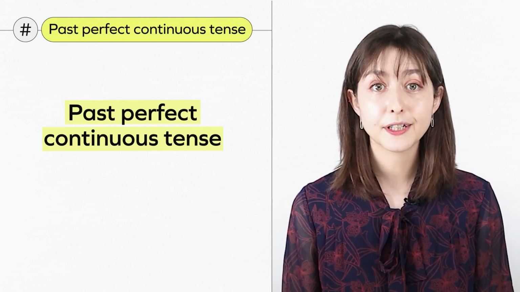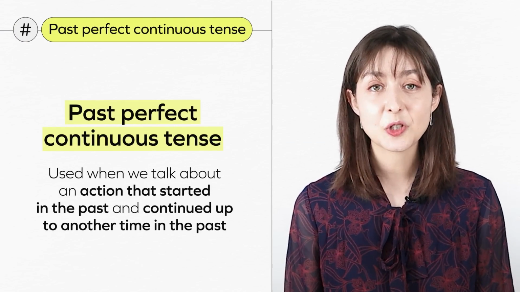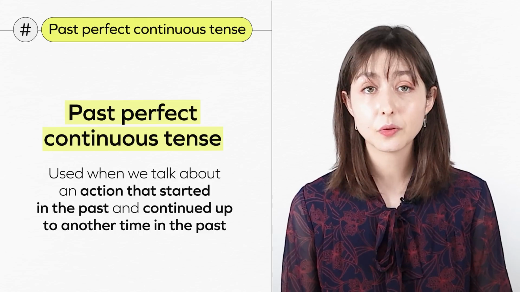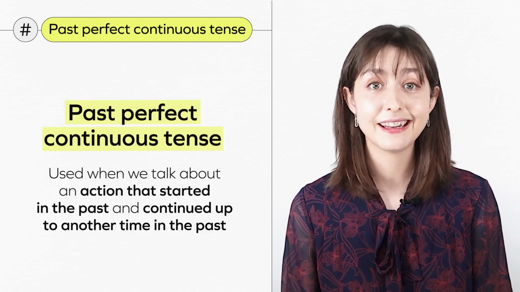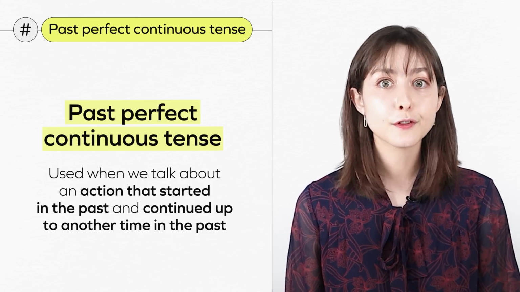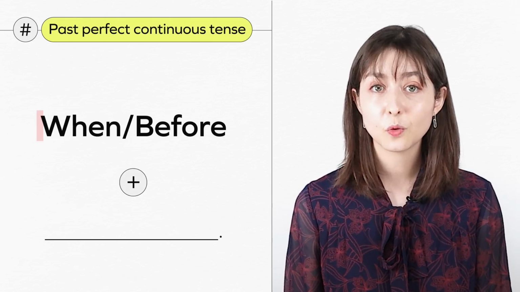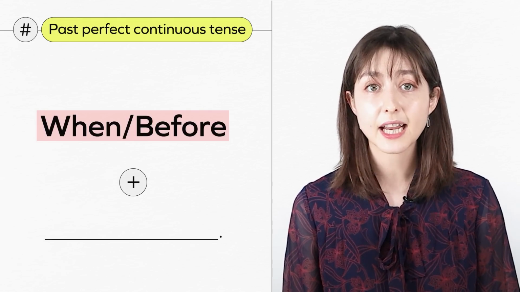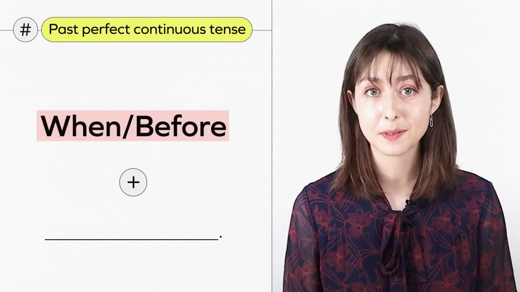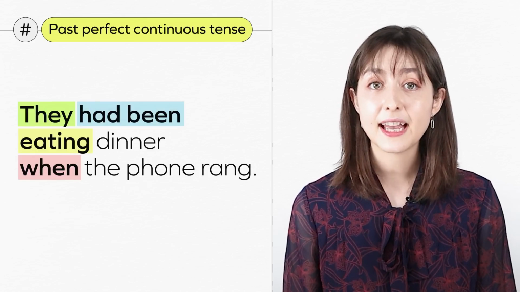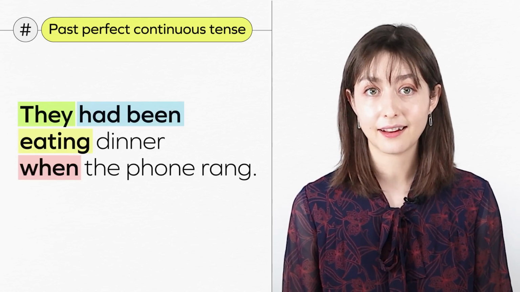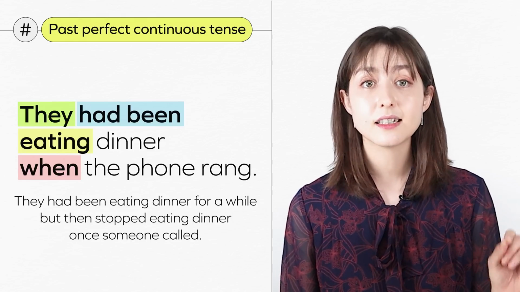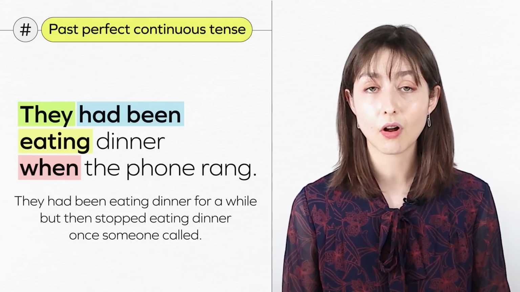Lastly, the past perfect continuous tense. This is used when we talk about an action that started in the past and continued up to another time in the past. It's useful for storytelling. Often, when or before is added before a clause to talk about the time in the past when it stopped. For instance, they had been eating dinner when the phone rang. This means they had been eating dinner for a while, but then stopped eating dinner once someone called.